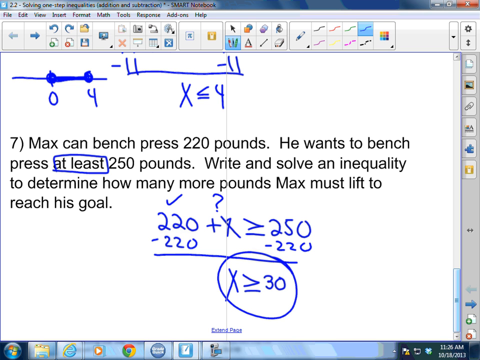And then we can graph this, absolutely. 0, 30, closed circle, greater than. And that can go to infinity forever. Does that make sense? All right, my friends. We're going to go ahead and just focus on 2-2 today, okay? I will not make you do anything for 2-3.